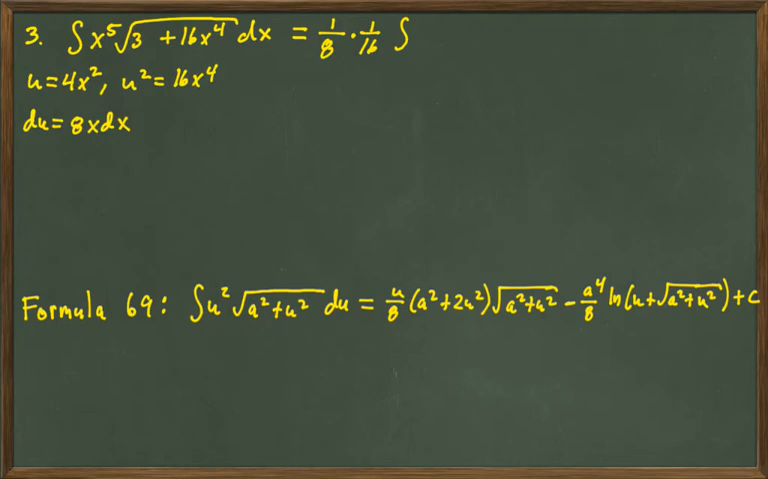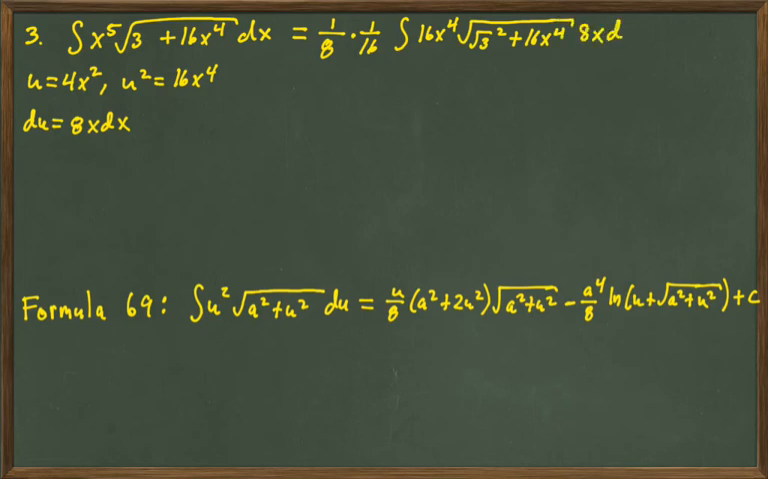And so where in the world does the 1 over 16 come from? The 1 over 8 is going to be coming from the substitution. We need an 8x dx. So here's what we're going to do. We're going to take that x to the 5th, and I'm going to write it as 16x to the 4th. So there I've multiplied by 16, and so I need to divide by 16, or multiply by 1/16 there. Square root of 3 squared plus 16x to the 4th.